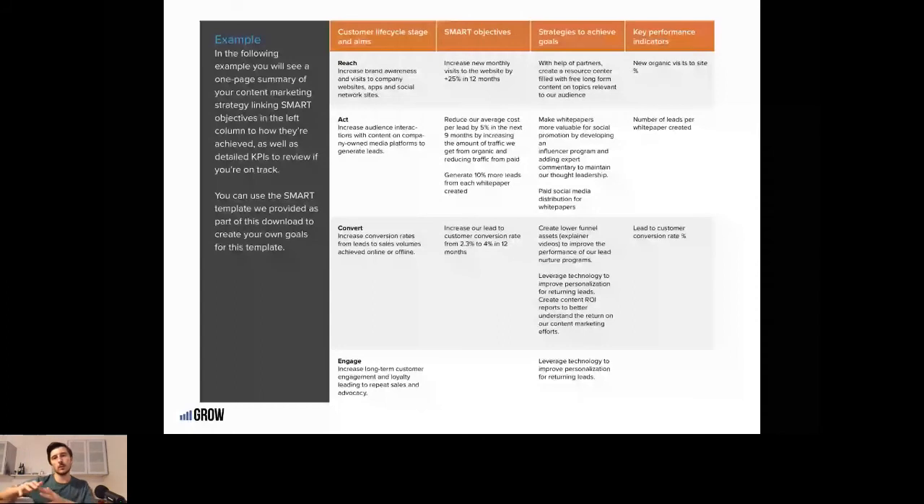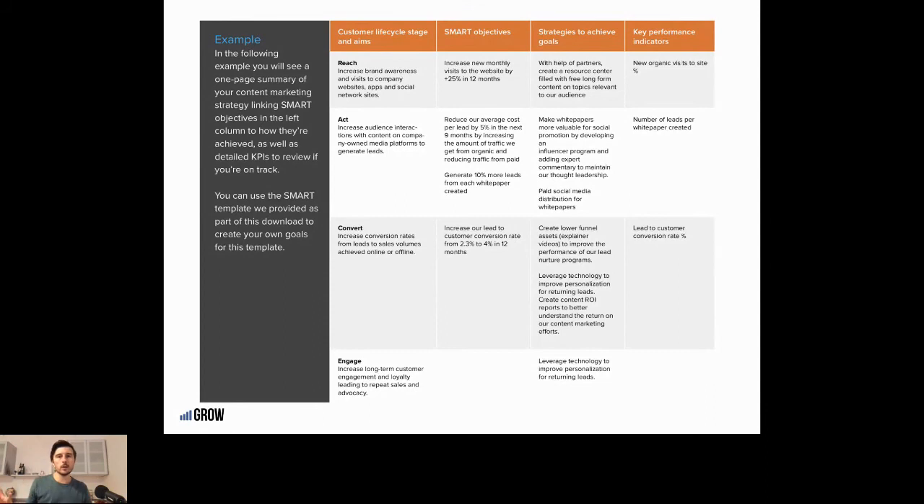I usually start with the goal, right? With the help of partners, create a resource center filled with free long-form content and topics relevant to our audience. Now, in this case, for example, for Grow, I could partner with HubSpot to create a growth marketing Bible. And basically, we both use that on our website and share it. We can then increase new monthly visits to the website by 25% in 12 months. Okay, that's a cool objective. And the key indicator is the new organic visits on the site, for example.